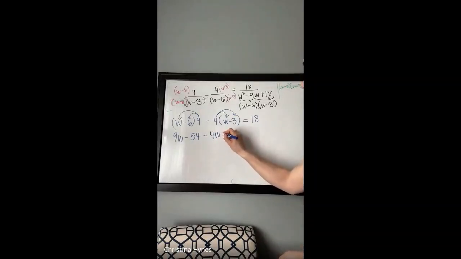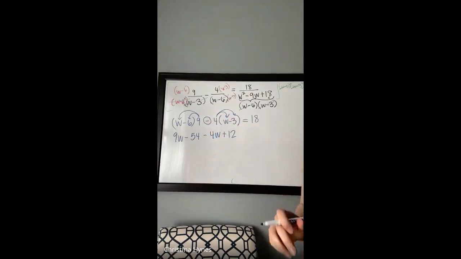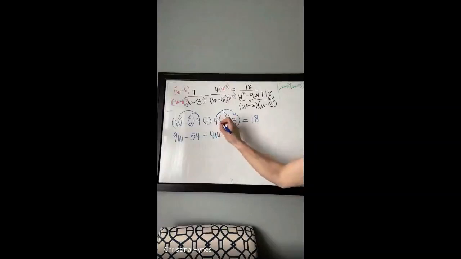minus 4w plus 12. Make sure you distribute this negative as well. That's really important. A lot of people forget to distribute that negative value. If there's a negative in front of the brackets, you always have to make sure it goes to everything. Anything followed by subtraction, distribute. And that's equal to 18.